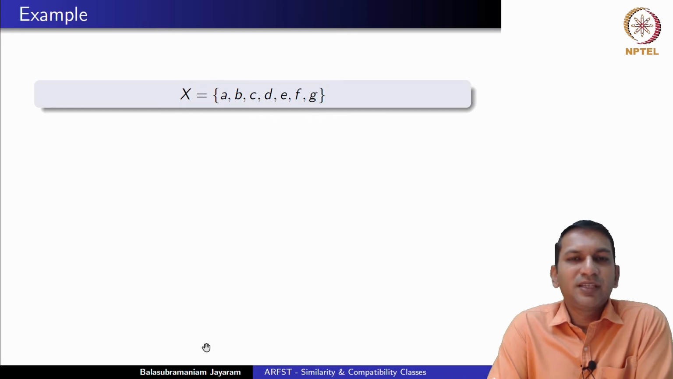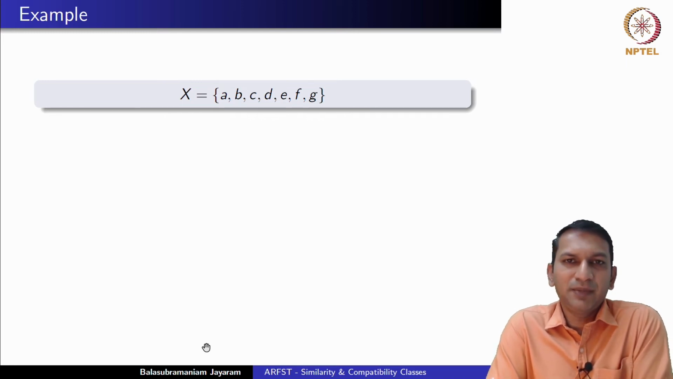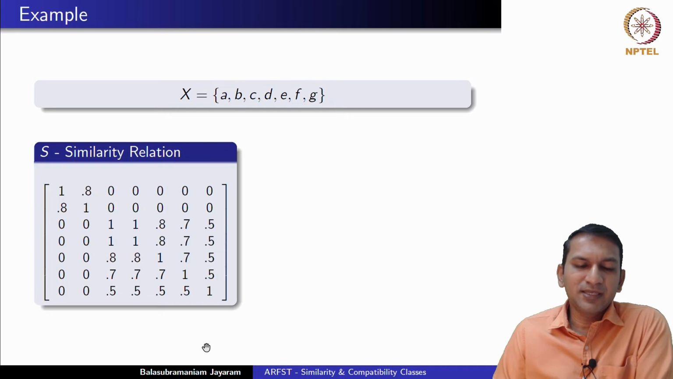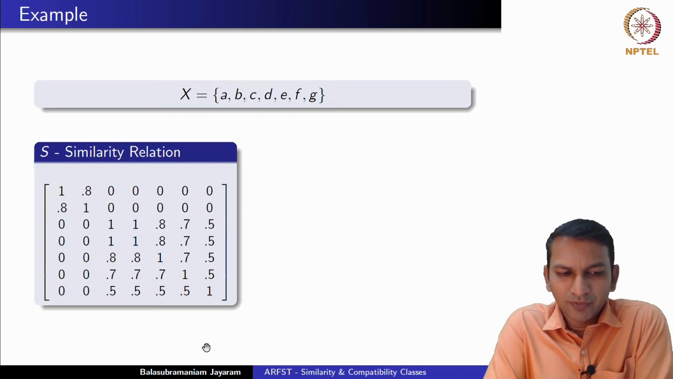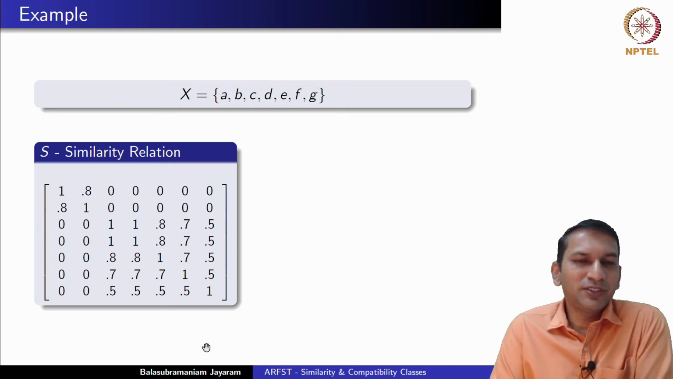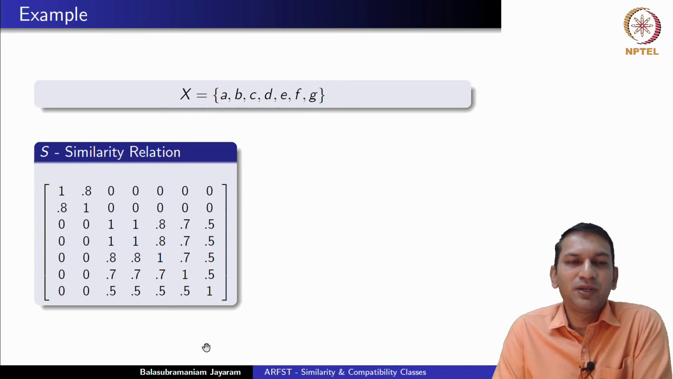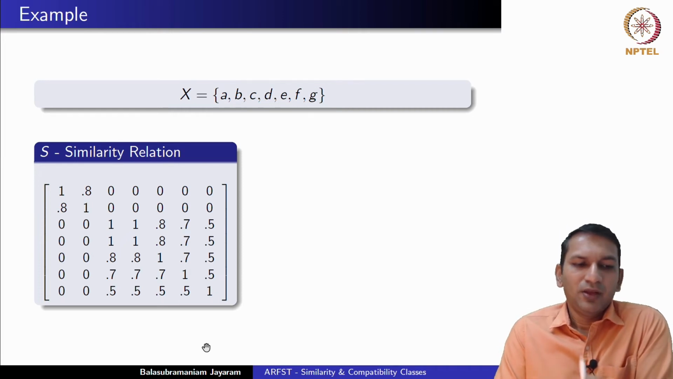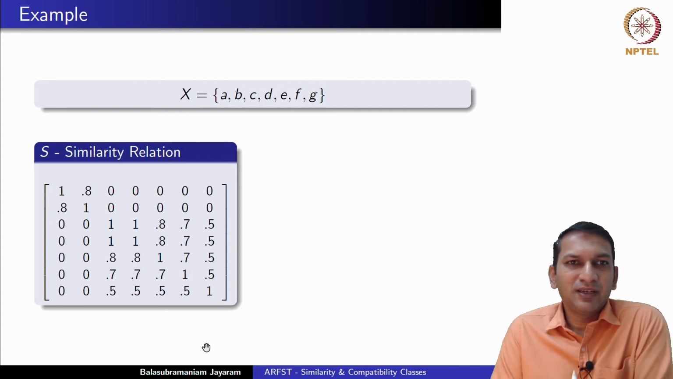For the moment, consider X to have these 7 elements A, B, C, D, E, F, G. Let's take a similarity relation. That this is a similarity relation can be verified, but not without much difficulty, because it's a 7 cross 7 matrix. It's not easy to look at all possible combinations. So let us for the moment believe and agree that this relation is in fact min transitive, and it will be validated as we go along because of the partitions that we get.